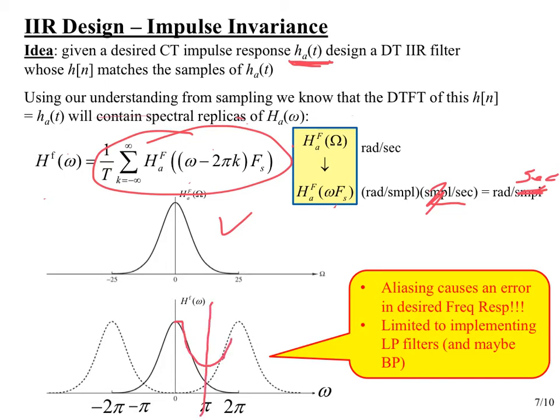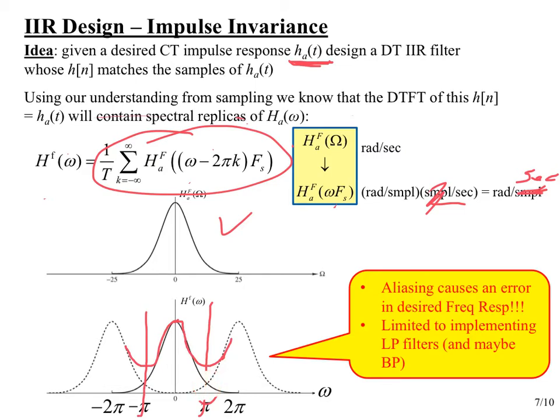It would come down like this and then kind of scoop up like that. And remember, we only need to know it from minus pi to pi. So this would come down and kind of scoop up like that due to the sum of the aliasing terms. And that's the basic idea here.